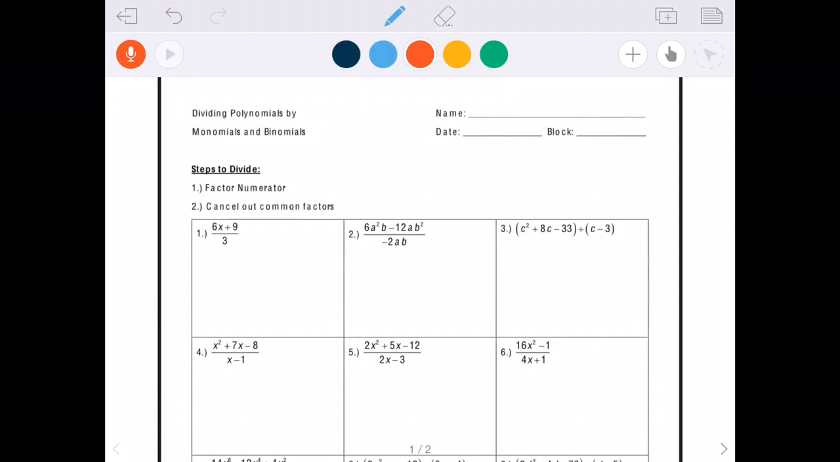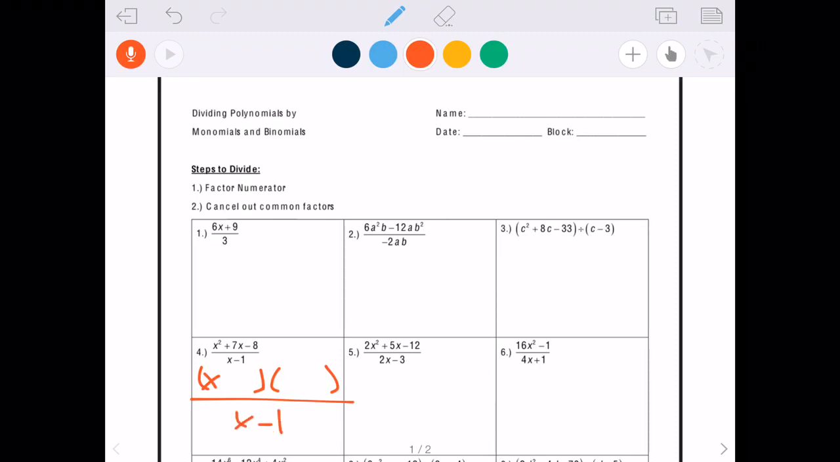Let's look at number 4. For the last about 4 classes, we've been doing factoring. So, as you probably guessed, there is going to be some factoring involved in this. If we look at the numerator, we have x squared plus 7x minus 8. Anytime we have a binomial as our denominator, we're going to have to do some factoring.